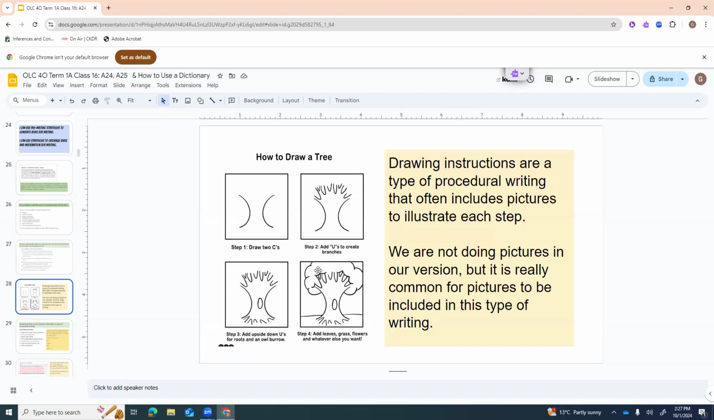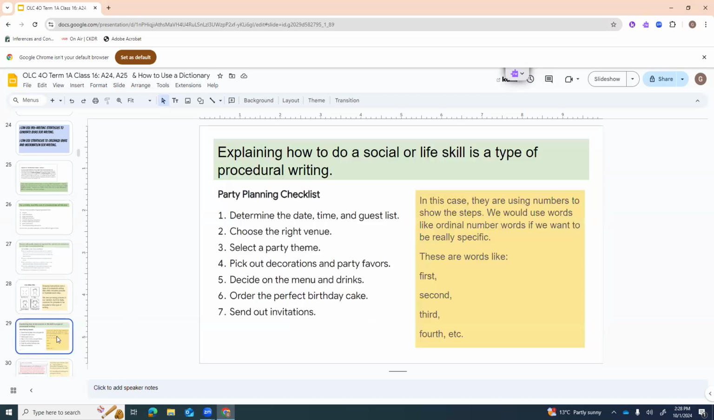Here's one. You'll often see this with drawing instructions, and this type might have a little picture for each step. Step one, draw two C's. Step two, add U's to create branches. Step three, add upside down branches for roots and to create an owl burrow. Step four, add leaves, grass, flowers, and whatever else you want. We're not really doing pictures in our version, but you could. And it's really common for pictures to be included in this type of writing. Okay.